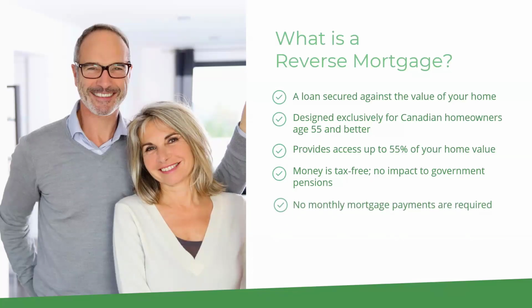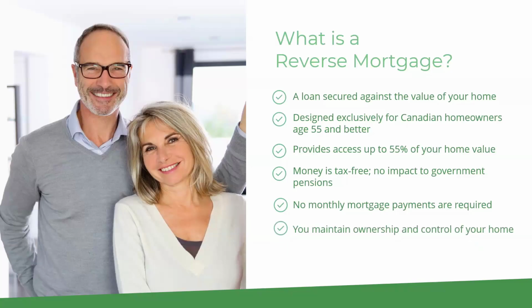Probably the most important key is that no monthly mortgage payments are required. You can still opt to make payments if you want to. You can make them as frequently as you want. You can make regular payments. You can make payments here and there, and work on paying down the loan so that less interest accrues. But a payment is not required. So this is why they call it a payment optional mortgage.